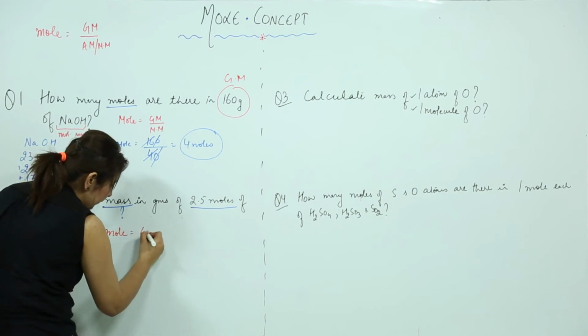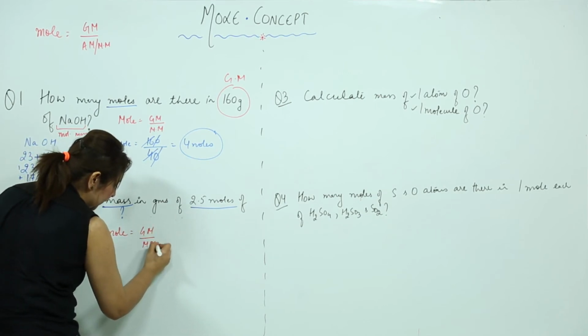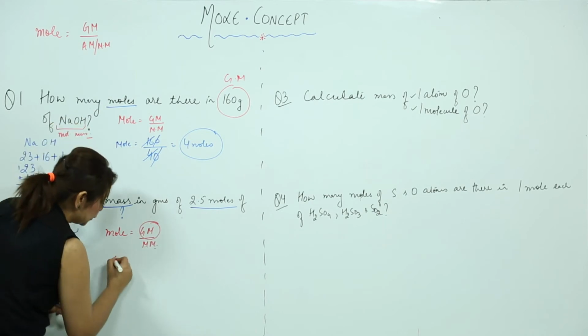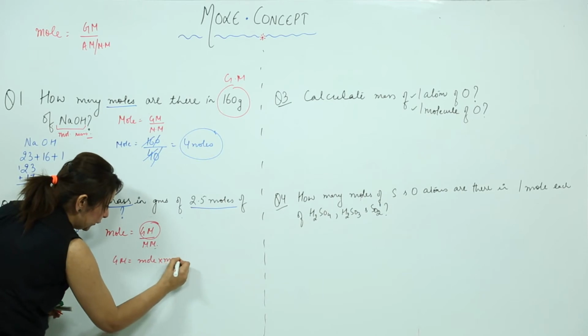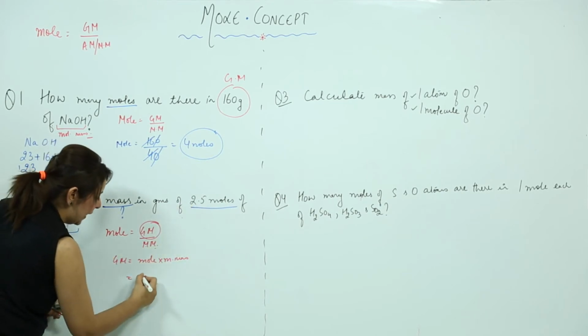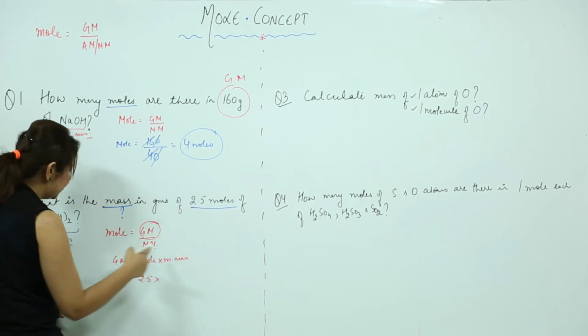Mole is equal to given mass over molecular mass, right? So I need to find this. So I have given mass is equal to mole into molecular mass. So how many moles do we have? We have 2.5 moles. What is the molecular mass?